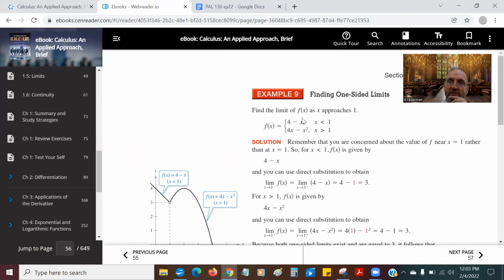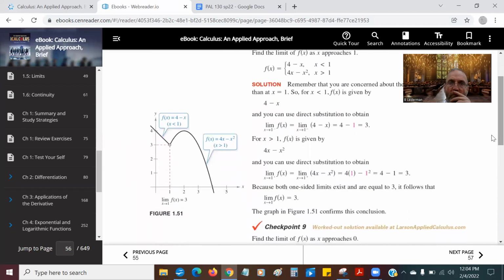Okay, let's look at this function here as x approaches 1: 4 minus x over 4x minus x squared. Now if you notice, there's no problem here of the function being undefined when x equals 1, except that we never have x equals 1. 1 is not part of the domain. The function is only defined for numbers less than 1 and numbers more than 1, but it's never defined for 1 itself.